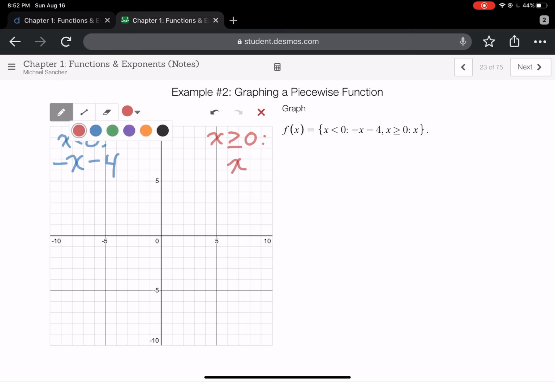All right, so then what we're going to do is graph this using what we know about graphing functions in slope-intercept form. So remember that slope-intercept form is y equals mx plus b. Okay, and I'm going to go ahead and link a video on how to graph a function in slope-intercept form in the description of this video.